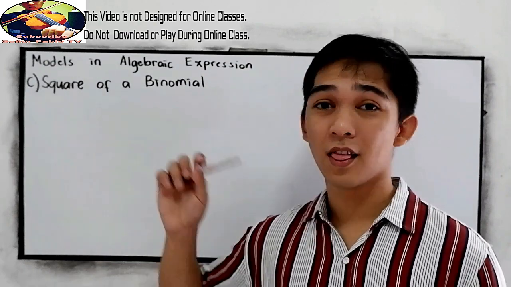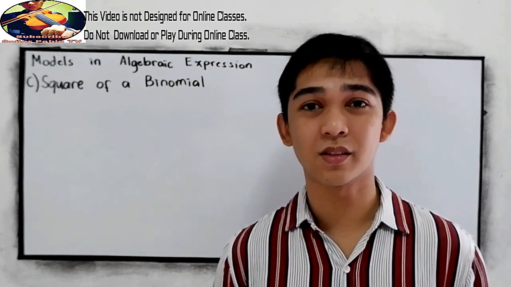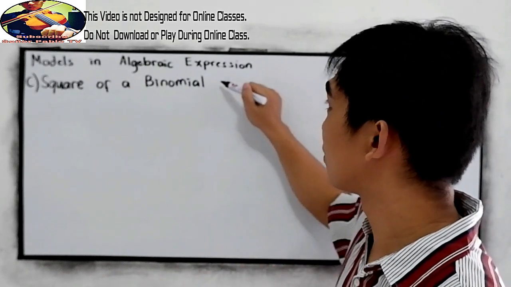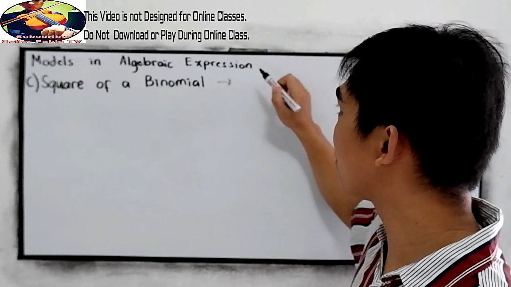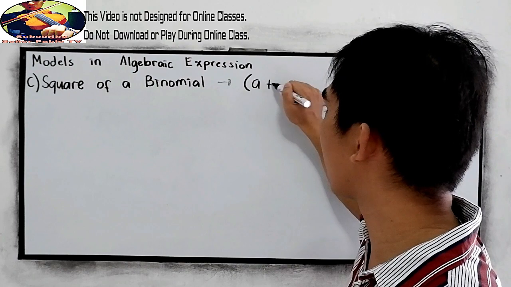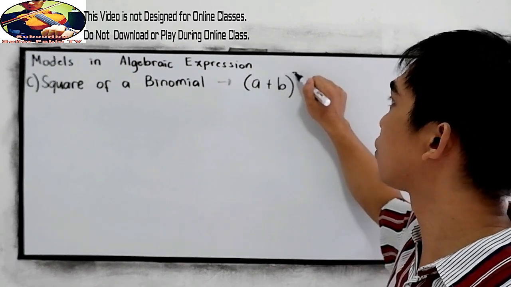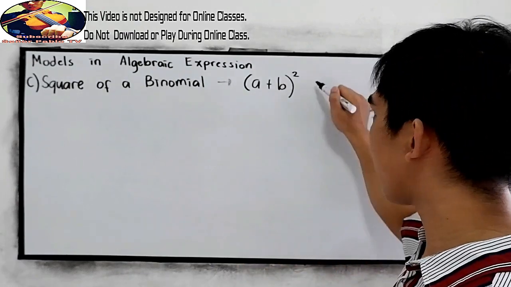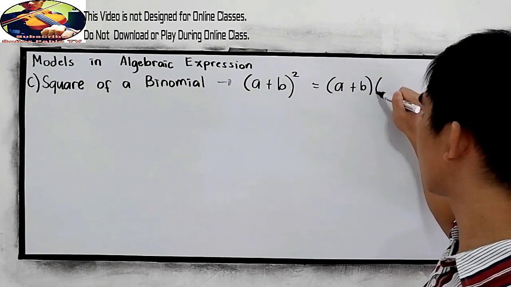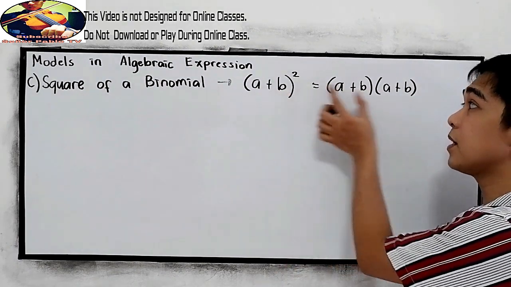So we're now in our third lesson under these special products in algebraic expressions. Notice that the square of a binomial, in short, we have a binomial. Let's say our binomial is a plus b, the first and second term separated by the plus sign, then squared. If we're going to expand this, the equivalent of that is a plus b times a plus b.